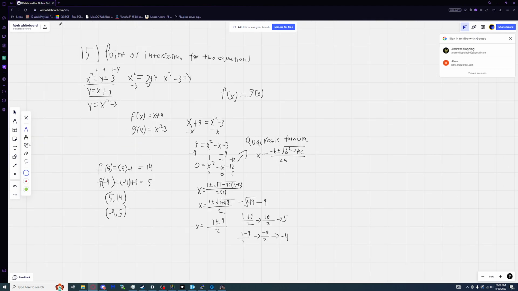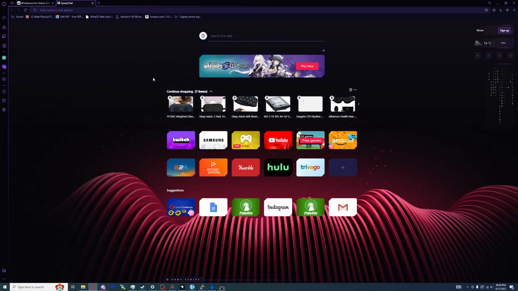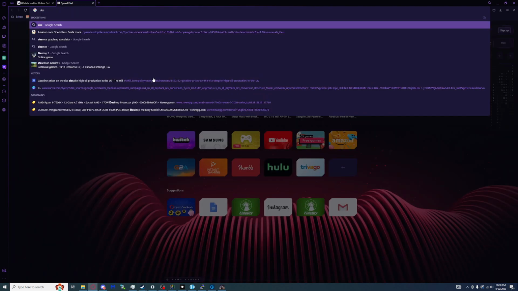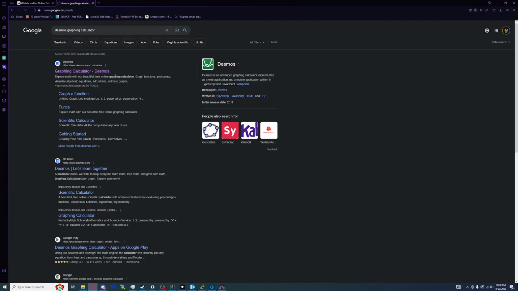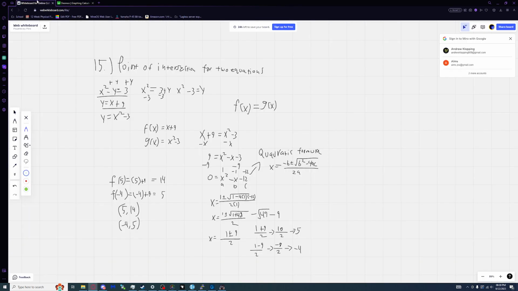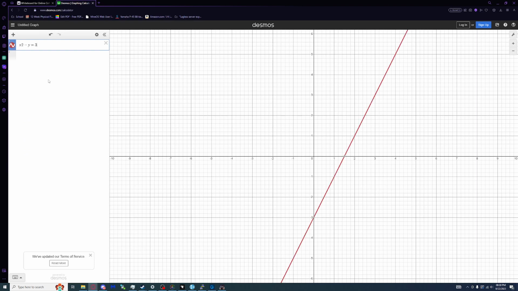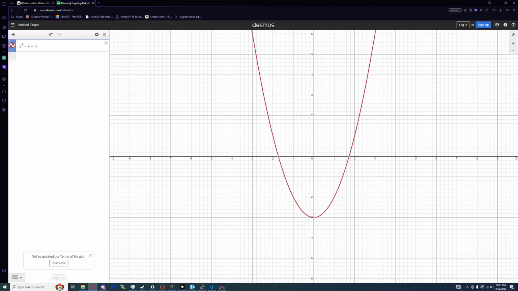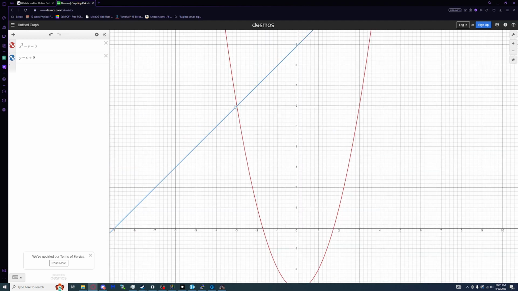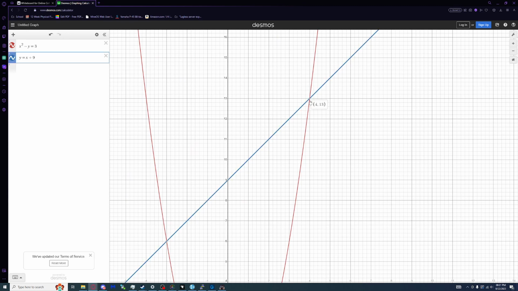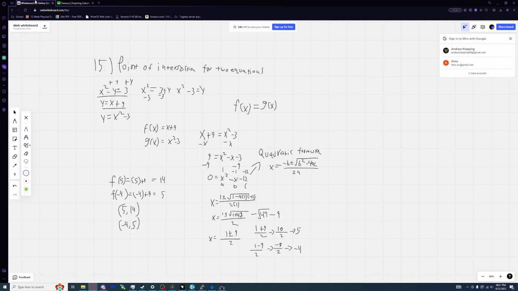All right. And just to show that this works, we're going to open up the Desmos graphing calculator. And we're going to put in, real quick, let's see if I can just copy paste these, that'd be nice. Yep. Gonna have to make that x squared and make y equals x plus 9. So real quick here, we can see that they intersect at (negative 3, 6) and (4, 13).